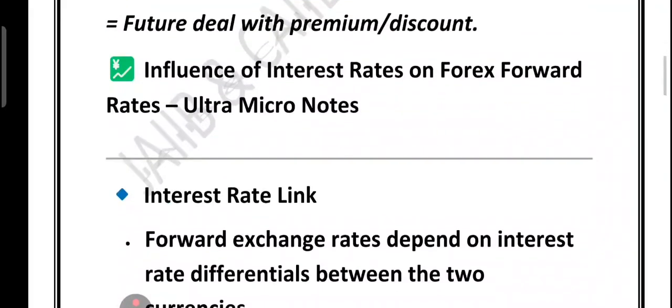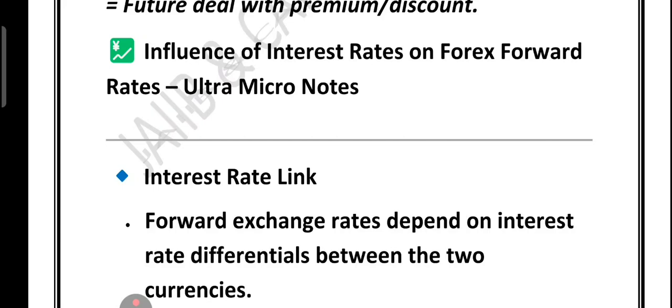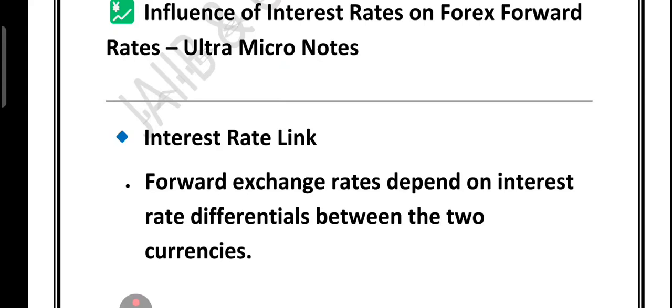Now, if we talk about the influence of interest rate on the forex forward rate, let's understand this. Very, very important. Interest rate link. The forward exchange rate between two currencies is not random. It is mainly driven by the difference in interest rates of the two countries involved. Right? Very, very important thing. Rather, it is driven by the difference in interest rate.